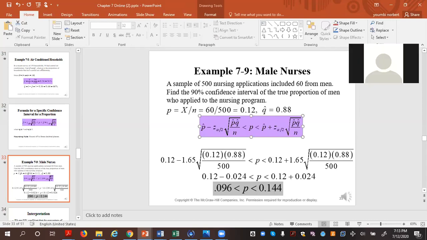Okay. And you will carefully do the computation. I advise that you do it step by step. 0.12 times 0.88, get the answer, divide it by 500, write the answer down, take the square root, and multiply by 1.65, and you get 0.024. This 0.024, you subtract it from 0.12, add it to 0.12, and the true proportion is 0.096 to 0.144.